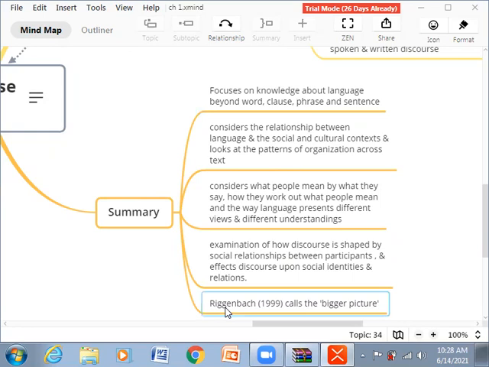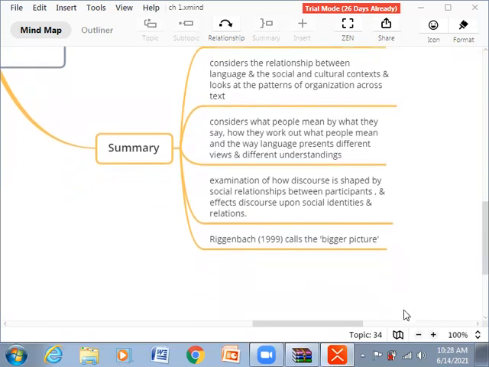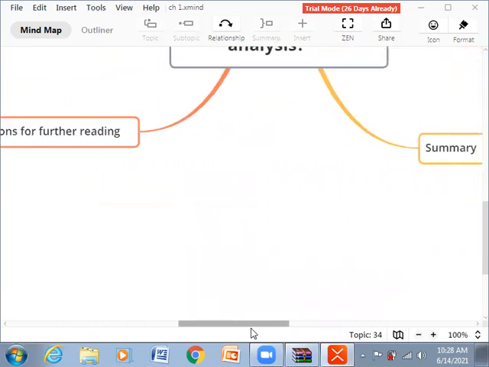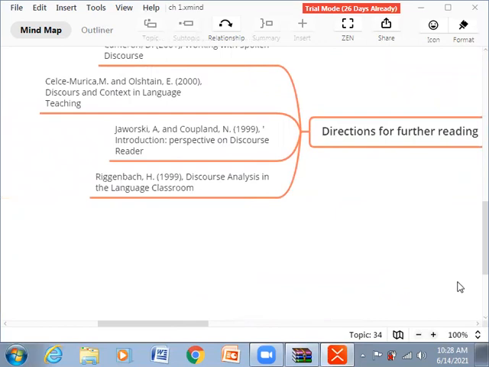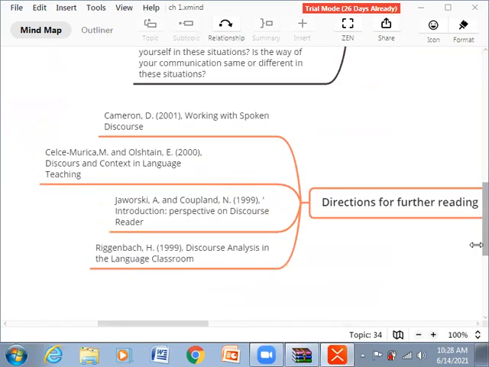So, here is a linguist or discourse analyst, Reagan Batch 1999, who calls discourse the bigger picture. Bigger picture means that it is not as it is shown in front of us, it is more deep.